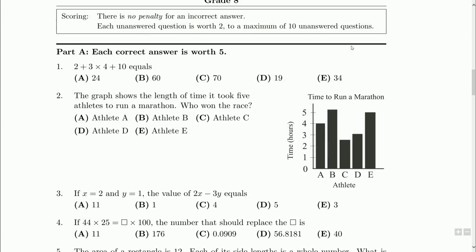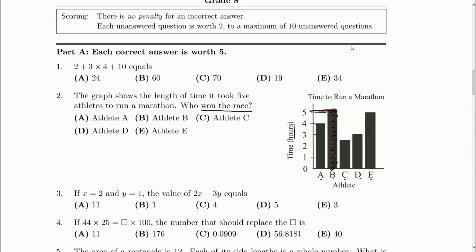The graph shows the length of time it took 5 athletes to run a marathon. Who won the race? So here we have our athletes A, B, C, D, and E. And the bars, if we look on the side, correspond to their times. So, for example, B here, the height of its bar is at the same level as the 5, so we read that as it took 5 hours for B to run the marathon.